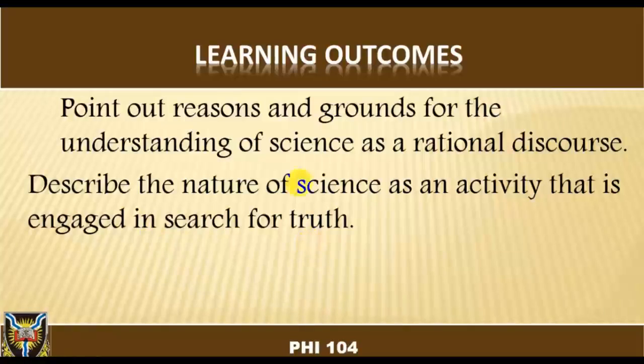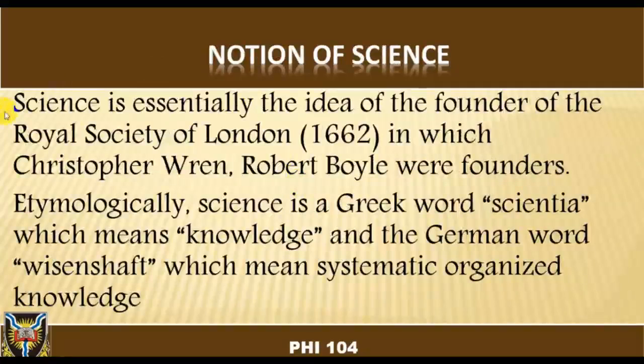Notion of science. Let us begin this discussion by looking at the notion of science. Science, as we have come to know it today, is essentially the idea of the founders of the Royal Society of London, 1662, in which Christopher Wren and Robert Boyle were founders. It is a quest and interest in the new philosophy of natural sciences that was then emerging with the experimentations and observation of men like Nicholas Copernicus, Galileo, William Gilbert, and Johannes Kepler.